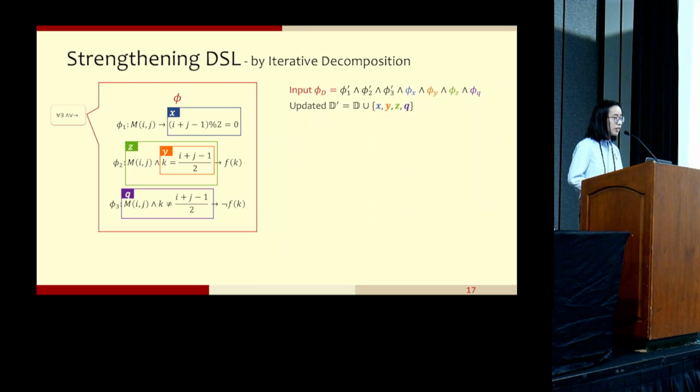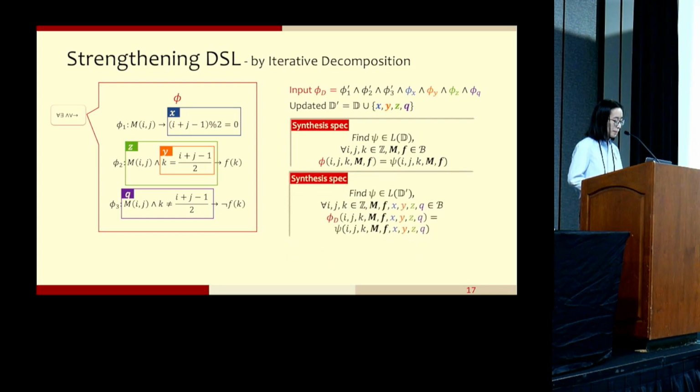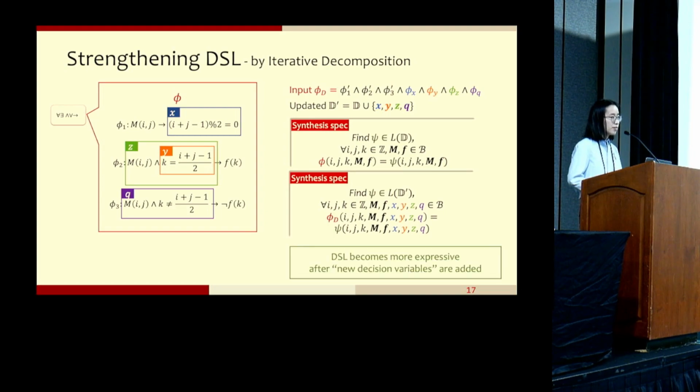With those newly created variables, the DSL becomes expressive enough to capture the desired linear formula. And right now, with the updated input and the updated DSL, we are able to convert the old synthesis specification into a new one. Although the old one may not have a solution at all, the new one is guaranteed to be expressive enough to capture the candidate.